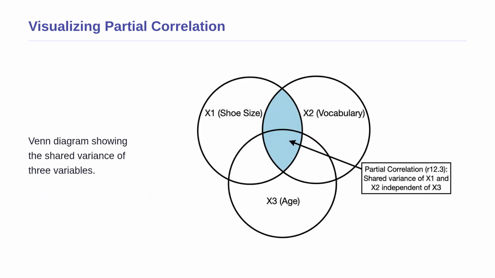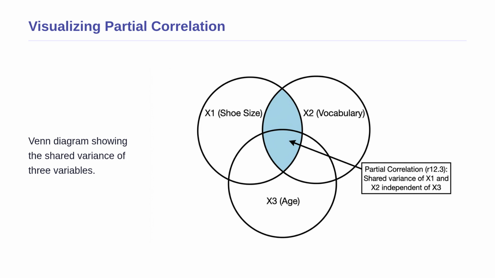To better understand this, let us look at a Venn diagram. The three circles represent the total variance for each of our three variables. Where the circles overlap, the variables share variance and are correlated. The shaded region represents the partial correlation between the first two variables. Notice how this shaded area completely excludes any part of the third circle.